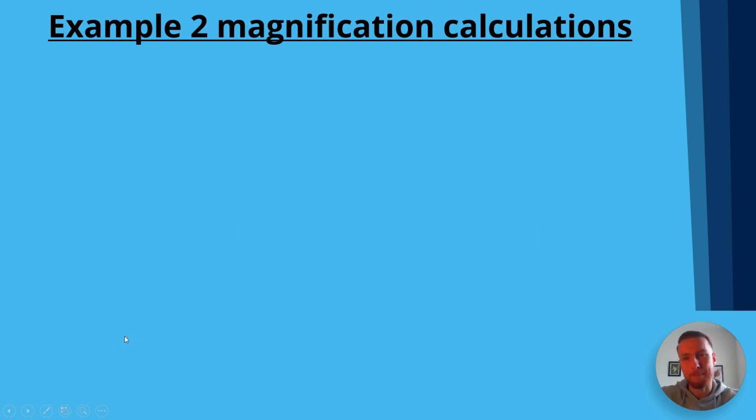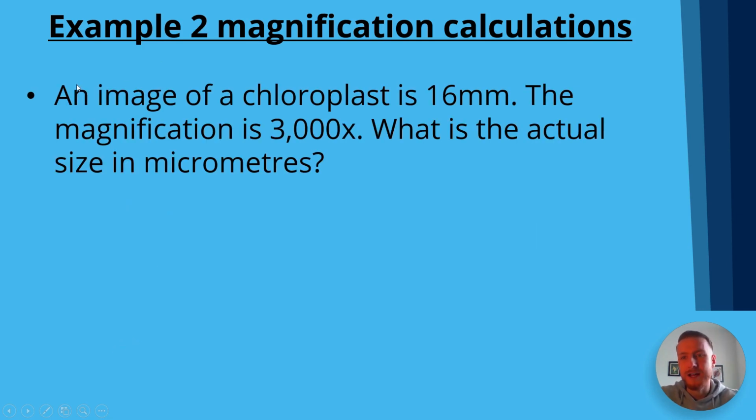So let's have another example. This is our question. An image of a chloroplast is 16 millimeters. The magnification is 3,000 times. What is the actual size in micrometers? Pause the video here and then I'll go through the answer.